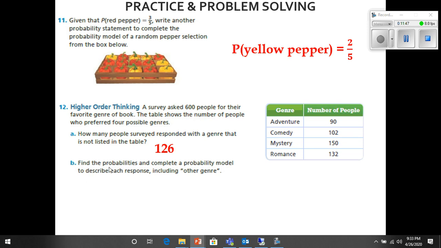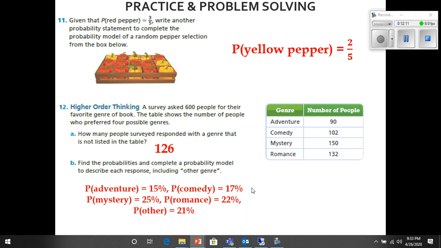So find the probabilities and complete a probability model to describe each response, including other genres. Well, this would be 90 out of 600. This would be 102 out of 600. This would be 150 out of 600. And this would be 132 out of 600. And let's not forget, others would be 126 out of 600.